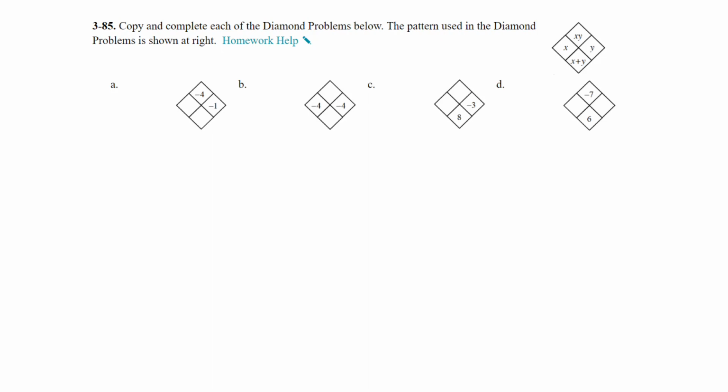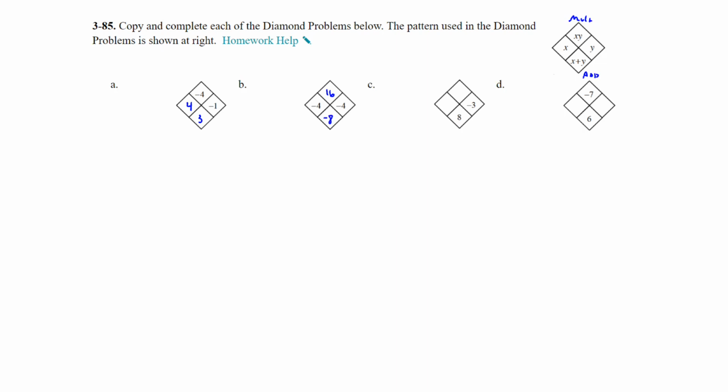Question 85. Copy and complete the diamond problems below. The pattern used in the diamond problems is shown to the right. So remember, we have multiplication, maybe, on top, and addition on bottom here. All right, on part A, if we don't know what x is, what times negative 1 gives you negative 4? And that would be a positive 4. 4 times negative 1 is negative 4, and then we can add 4 and negative 1 to get a positive 3.